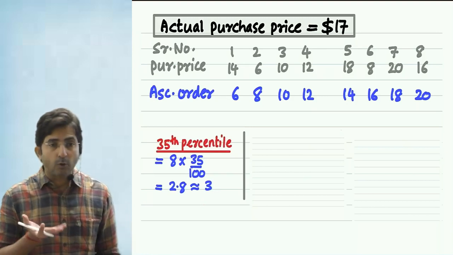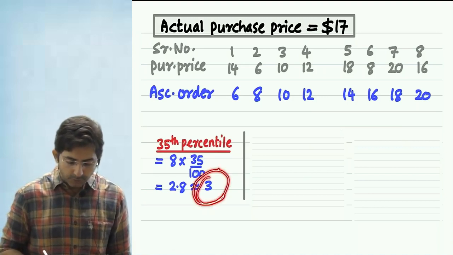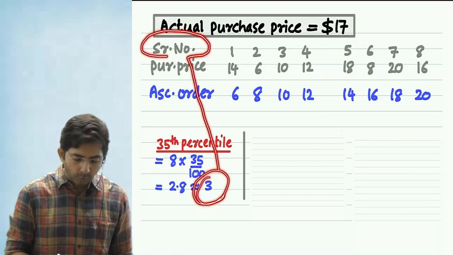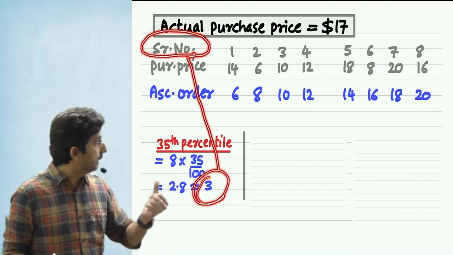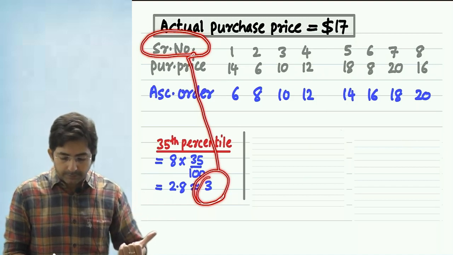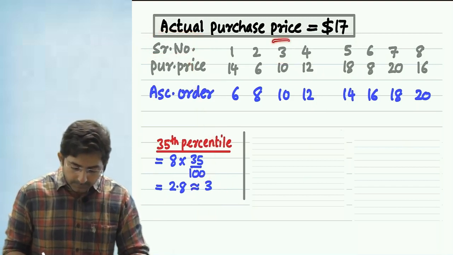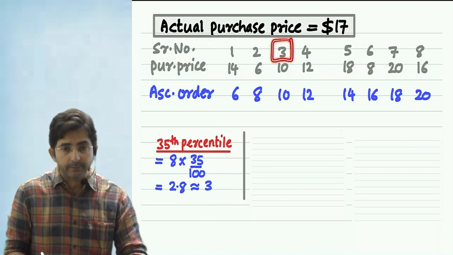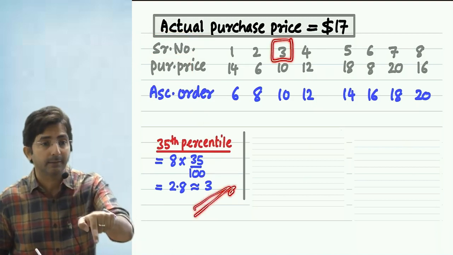Now this 3 what to do? Look, this 3 you have to search in the serial number column. So in serial number column, where is 3? This is 3. So look at this. Serial number 3 I have selected. Why did I select serial number 3? Because my answer was 3.